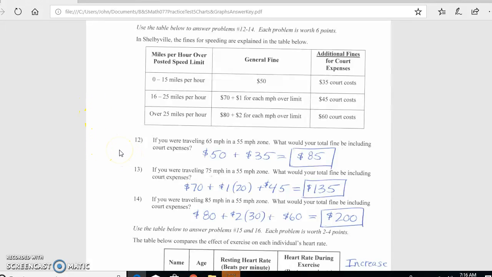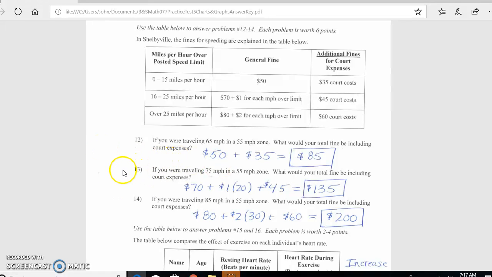Question number 12 says, if you were traveling 65 miles per hour in a 55 mile per hour zone, what would your total fine be, including court expenses? So 65 miles per hour in a 55 zone, that's 10 miles over the speed limit. So 10 miles over the speed limit puts us in this first row right here, between 0 and 15 miles per hour over the speed limit. And so the general fine would be $50. The court fee would be $35, and we would add those two together to get a total fine of $85.